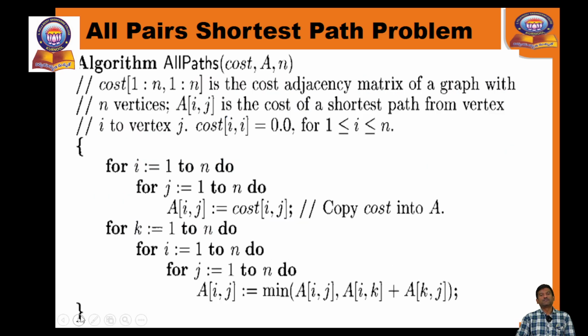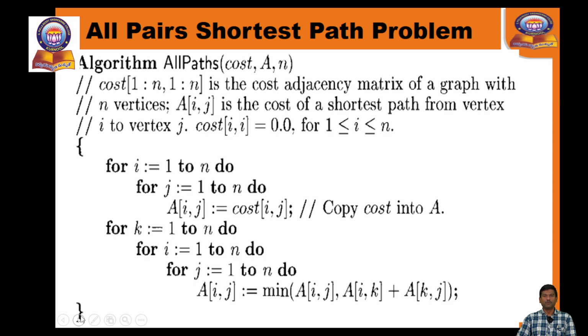So this is the Floyd-Warshall algorithm. That is algorithm AllPaths(cost, A, n), where cost indicates the cost adjacency matrix of the given graph, which contains n number of vertices, and we'll be finding A[i][j], which represents the shortest path from the vertex i to the vertex j.